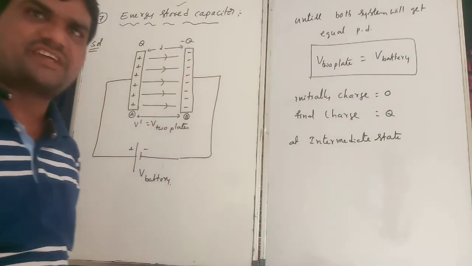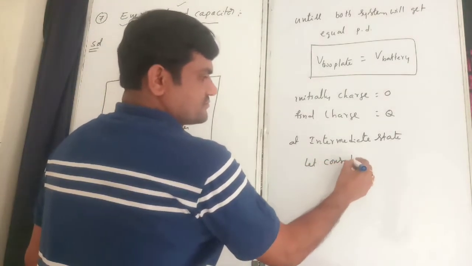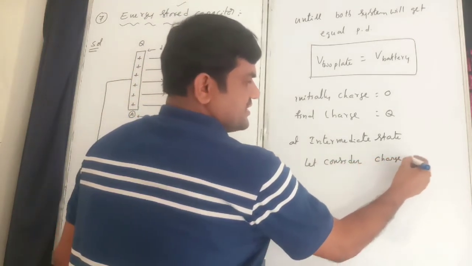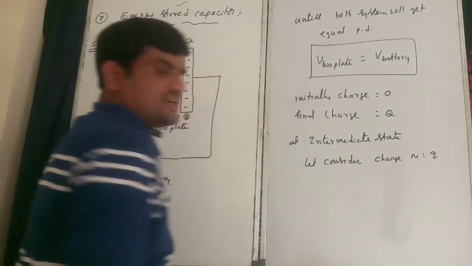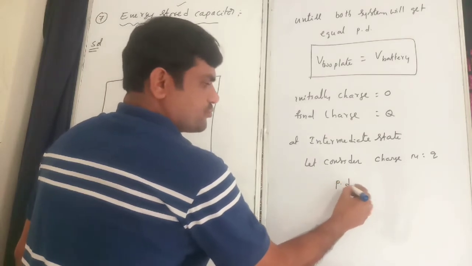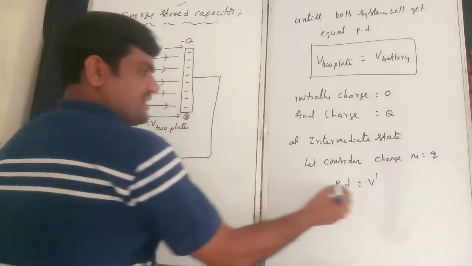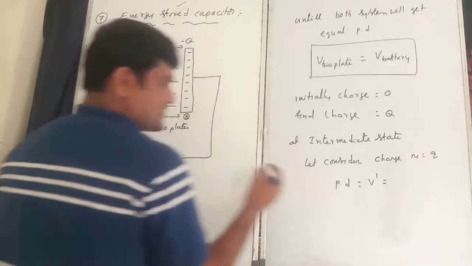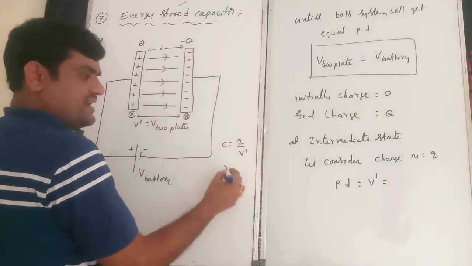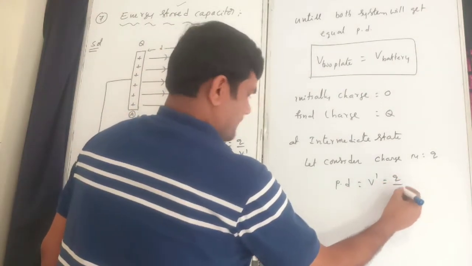At an intermediate stage, let us consider the charge is q. At that condition, I will consider the potential difference V dash. The formula you know already: C is equal to q by V dash. So V dash is equal to q by C.